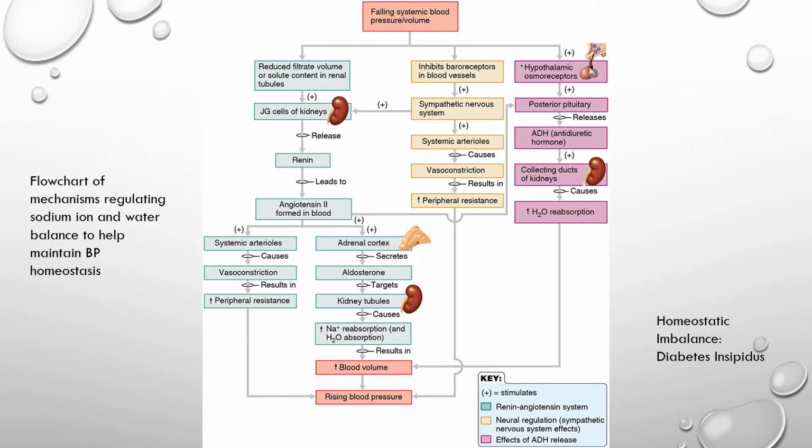So in this chart here, it can be pretty daunting, but if you just follow the lines, this is just showing mechanisms regulating sodium ion and water balance to help maintain blood pressure, starting at the top with a fall in systemic blood pressure or volume. Blood solute levels, fluid volume, and blood pressure are all interrelated. Note the intersection of blood pressure homeostasis and the thirst mechanisms regulating water intake at the hypothalamic osmoreceptors. This helps increase fluid volume and therefore blood volume, which directly influences blood pressure.